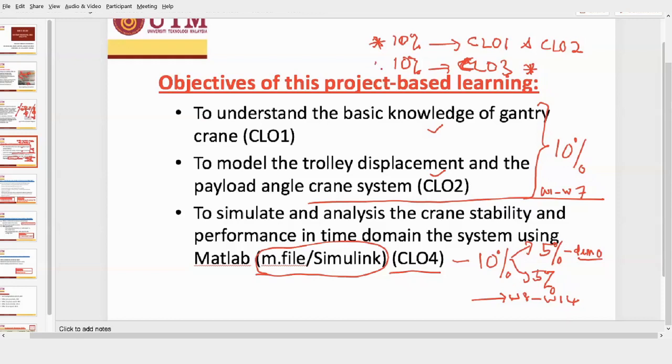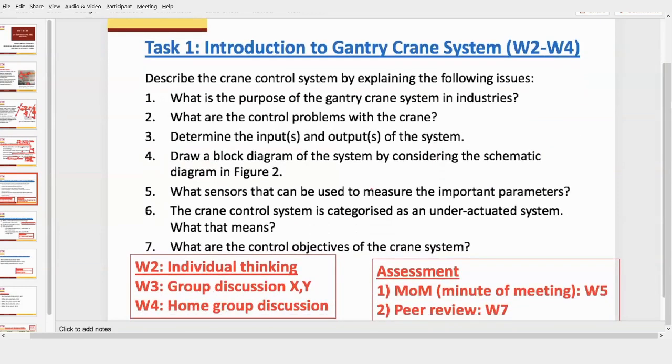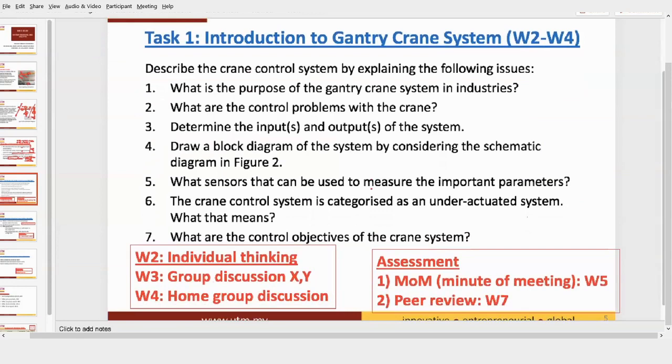So 10%, another 10% CLO3 is the short quiz. We have 3 short quizzes for every section, and then another CLO4, 10% from the MATLAB. Okay, so for your first task, actually we started from last Monday, when I assigned you the task, the question from task 1. This is question 1, question 2. If you refer to the table, this one is 3, this one is 4.